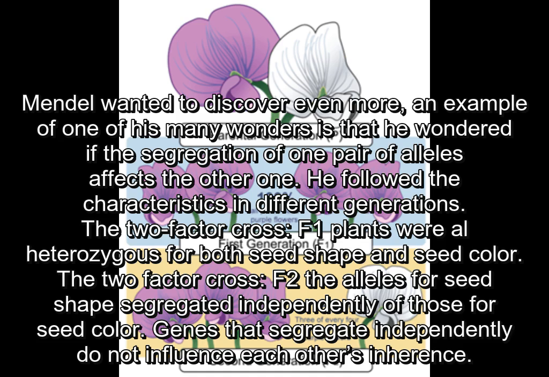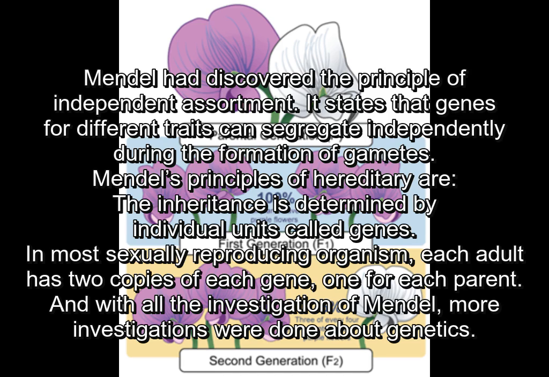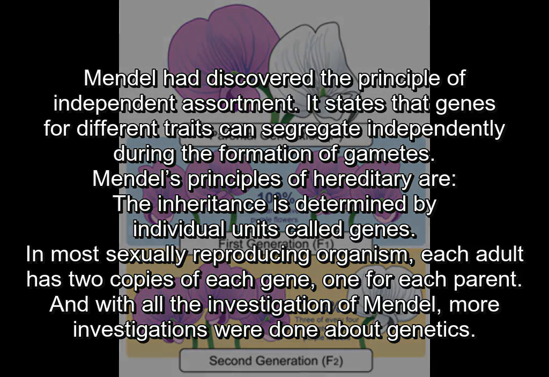Genes that segregate independently do not influence each other's inheritance. Mendel had discovered the principle of independent assortment. It states that genes from different traits can segregate independently during the formation of gametes. Mendel's principles are that inheritance is determined by individual units called genes. In most sexually reproducing organisms, each adult has two copies of each gene, one from each parent. With all the investigation of Mendel, more investigations were done about genetics.